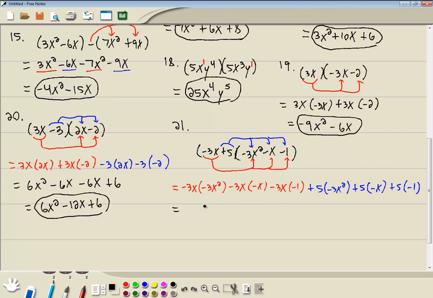Okay, negative 3 times negative 3 is 9. And x times x squared gives us x to the third. Remember, there's an invisible 1 here. X to the first times x squared, you add the exponents. Negative 3x times negative x gives us positive 3x squared. Negative 3x times negative 1 gives us a positive 3x. Negative times a negative is positive. 5 times negative 3 is negative 15 with an x squared. 5 times negative x is negative 5x. And 5 times negative 1 gives us negative 5.